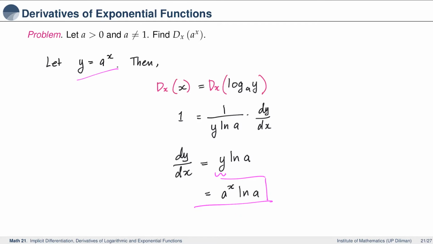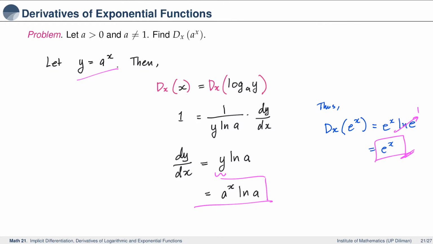In particular, if the base is Euler's number e, so that means we're taking the derivative of the natural exponential function e to the x, then from the formula we just computed, this is equal to e to the x ln e. And since ln e is 1, the derivative of the natural exponential function e to the x is just e to the x as well.